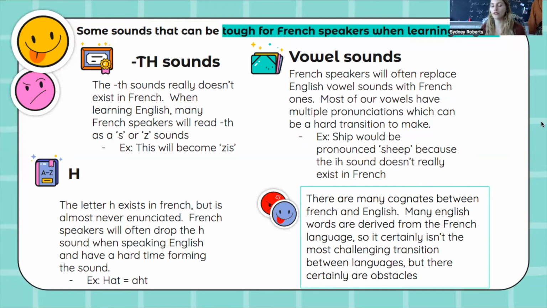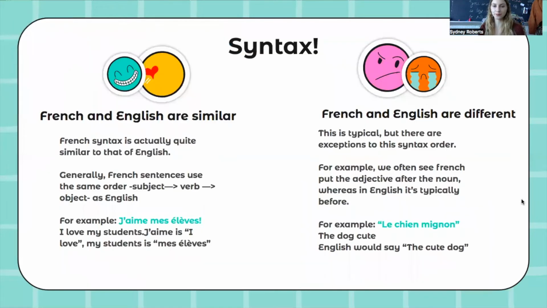So words like ship would often be pronounced as sheep because the I sound doesn't really exist in French. It's not common. And as we've seen, there are many cognates between French and English. Many English words are derived from the French language, so it is certainly not the most challenging transition in the world. Kind of like transitioning from Spanish to French, there's a lot of overlap and a lot of things that you can draw on from your knowledge of one language and apply to the other. But the transition can be challenging mostly with just pronunciation. But cognates are definitely super common in these languages, so that can be helpful in making sense of things.